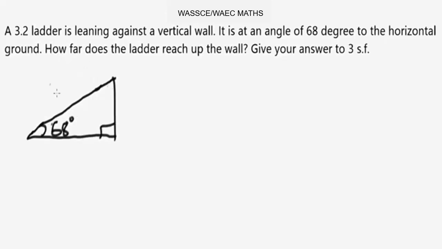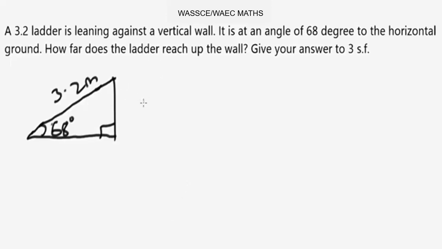Now the ladder, a 3.2 ladder, so this should be 3.2. Let's put the meter. Let's measure the meter, the length of the ladder. All right, 3.2 ladder is leaning against the vertical wall. It is at an angle of 68 degrees to the horizontal ground. So I'm looking for how far the ladder will reach up the wall.